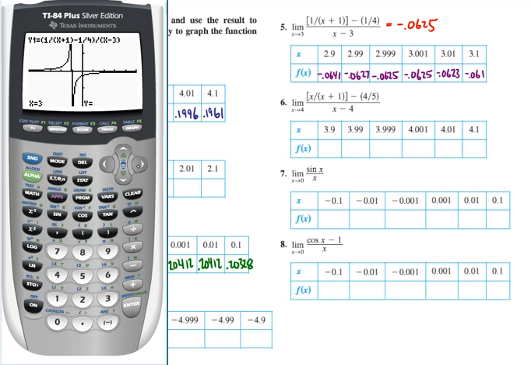However, if I were to just move the arrow around, notice I'm at 2.978 right now, around 3. Actually, I should be using second and trace. Just trace. There you go. Now when x gets close to 3, y is close to negative 0.0625.